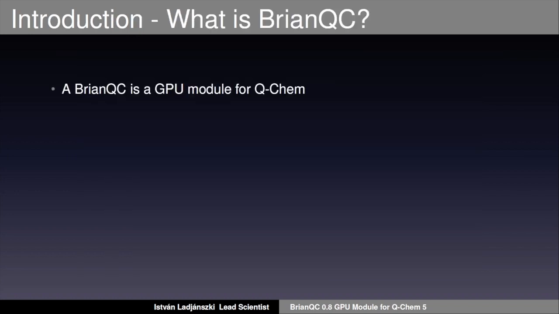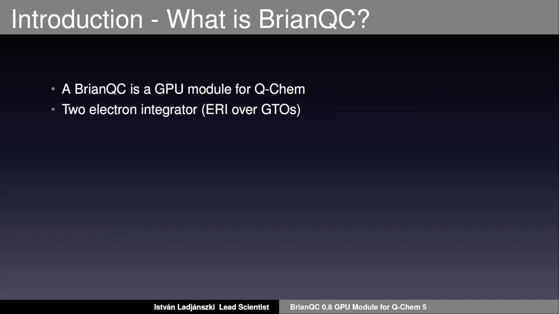So first, I would like to give a brief introduction. What is the BrianQC module? First and foremost, the BrianQC module is a GPU module for Q-Chem. By that, I mean BrianQC can be used as sort of a backend for Q-Chem, where it can do the heavy lifting for different parts of the algorithms, and it can help different code paths to run faster if you have a GPU in your compute node.